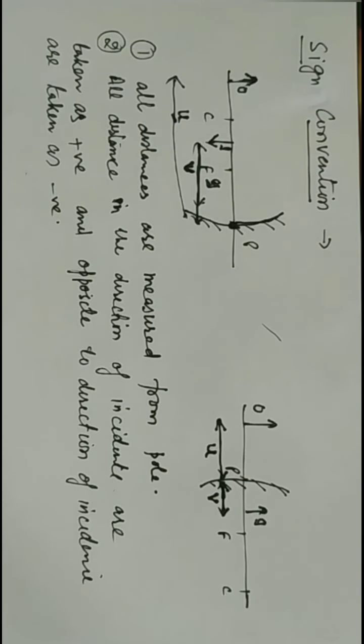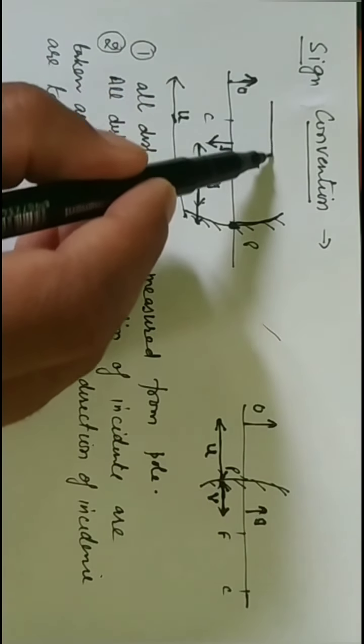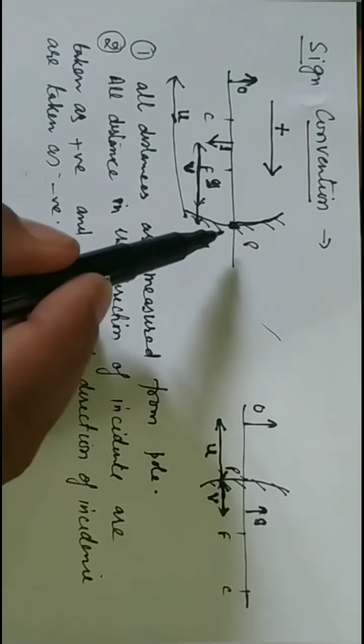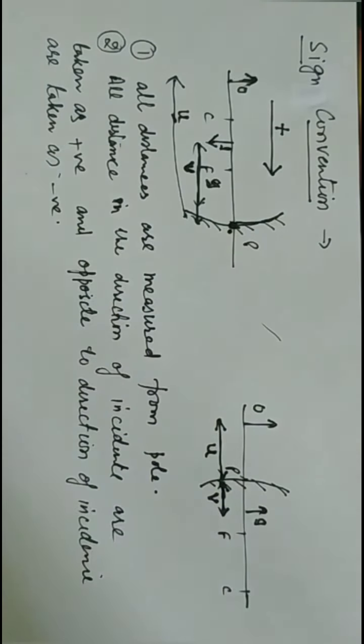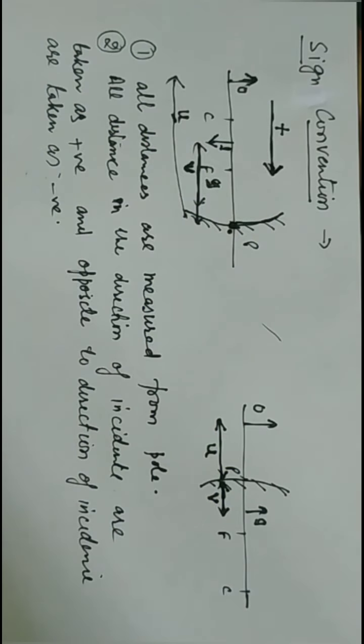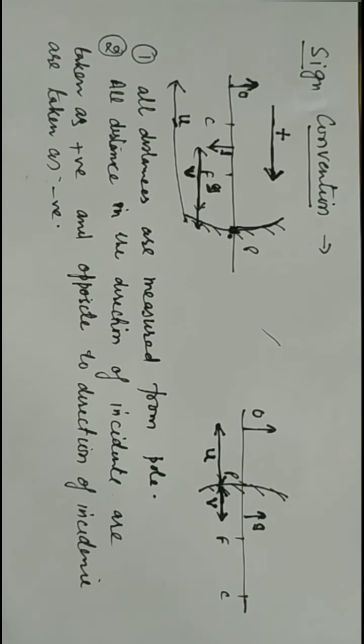The second rule is all the distances are measured in the direction of incidence. This means the rays are coming in this direction. If you start your journey from P and measure the distance moving in this direction, then that distance is taken as positive. When you are moving opposite to it, then it is taken as negative.